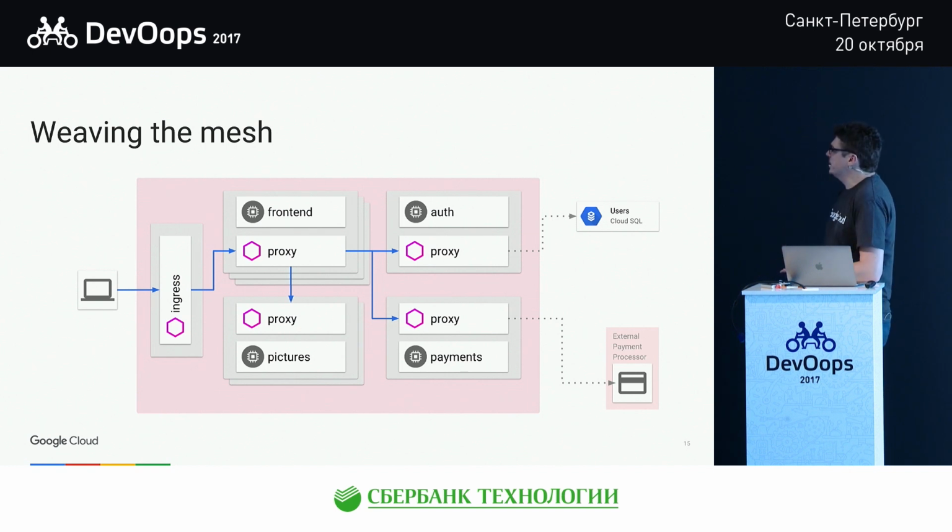So this is what it looks like with Istio. We have the sidecars which provide an ingress and egress proxy to all traffic for a particular service. So we can offload all of the functions we've talked about.